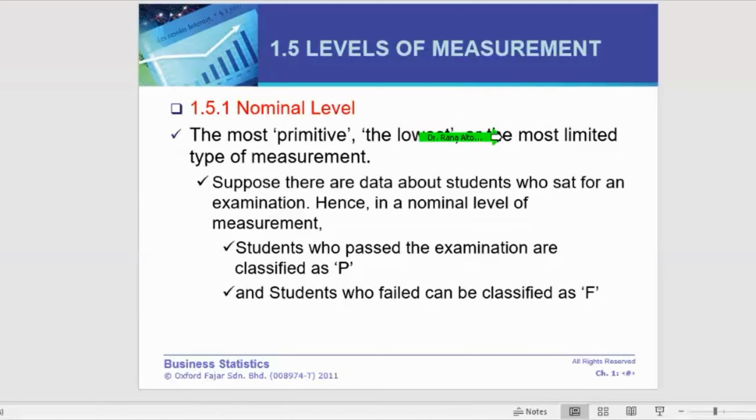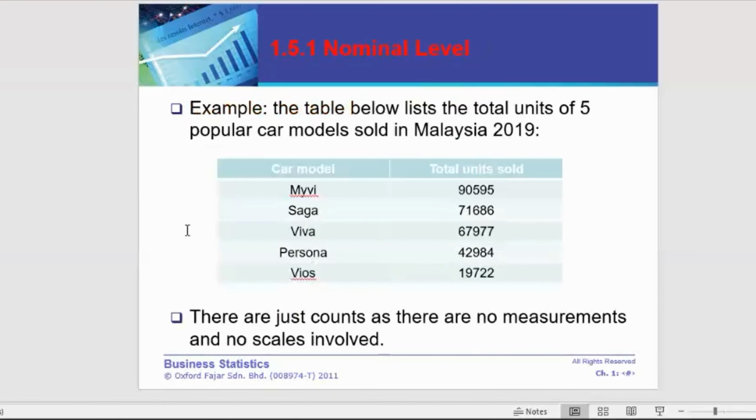As an example, we have a list of students. We just know about them that who pass get P and who fail get F. That's it, nothing else. Let's have an example about the nominal level. Here in the table, we have a list of total units of 5 popular car models sold in Malaysia only. We just know that Myvi sold this amount, Saga sold this amount, Viva this amount, Persona this amount, and Vios sold this amount.